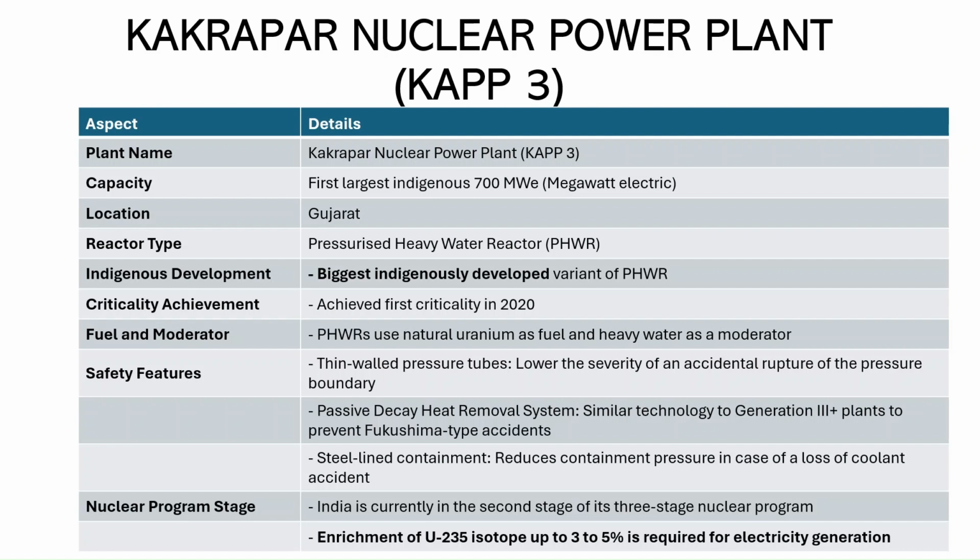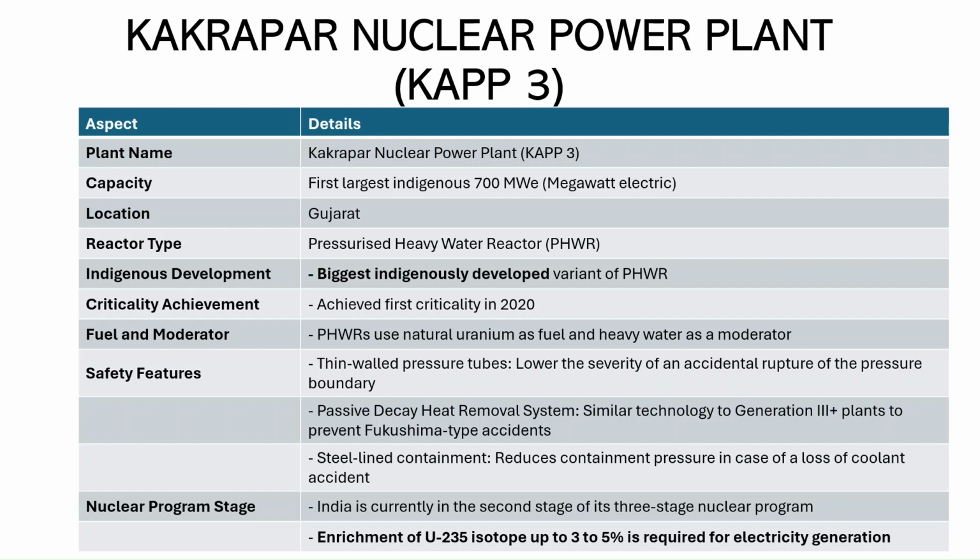Now, what makes KAPP-3 special? It operates on pressurized heavy water reactor technology, utilizing natural uranium as fuel and heavy water as a moderator. In 2020, it achieved its first criticality, signifying the initiation of a sustained nuclear reaction. As you may be aware, safety is paramount in nuclear power.